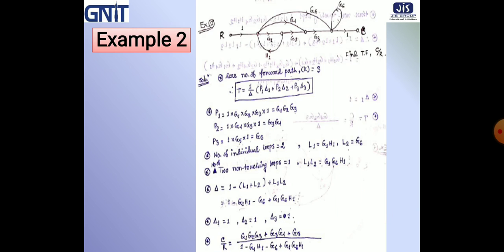So this is all for today's class. In our next class, we will discuss some more examples using Mason's gain formula, and then we will go to signal flow graph representation from a block diagram and one more example.